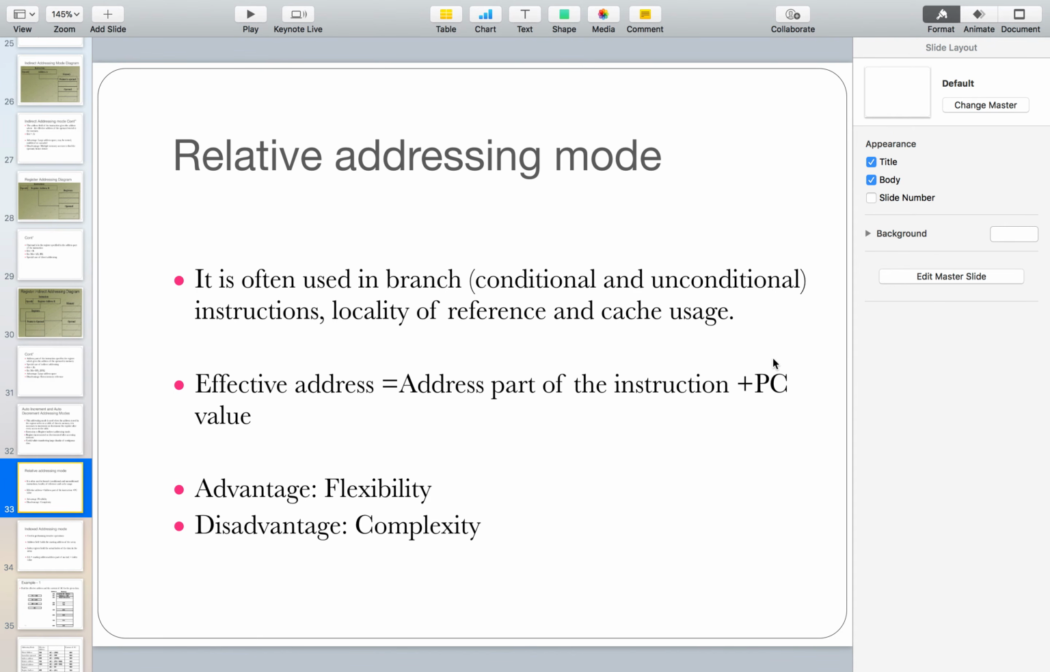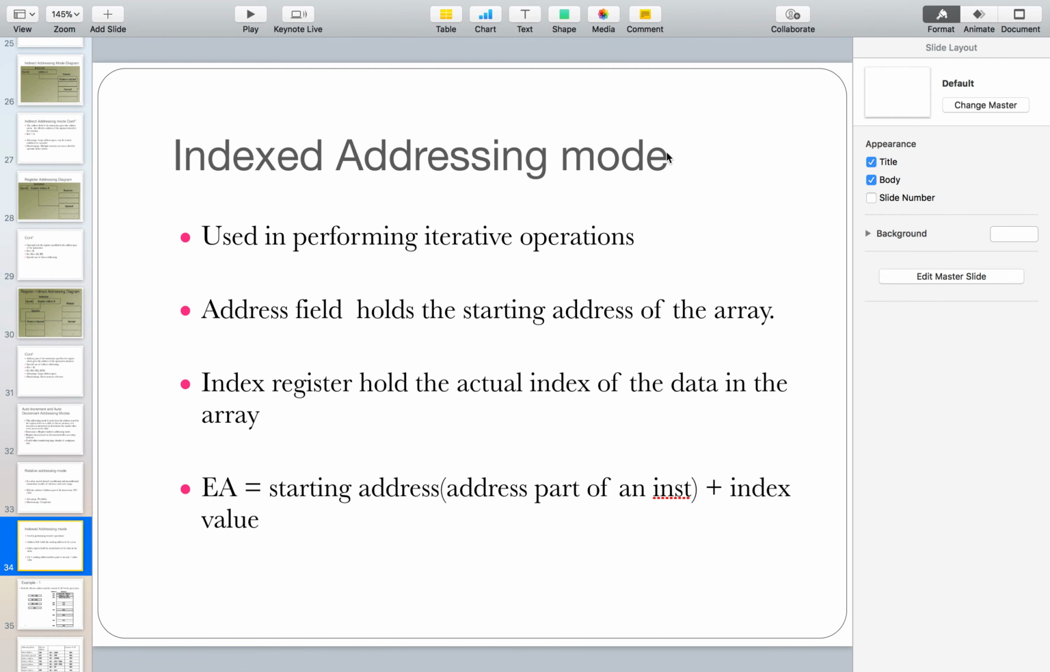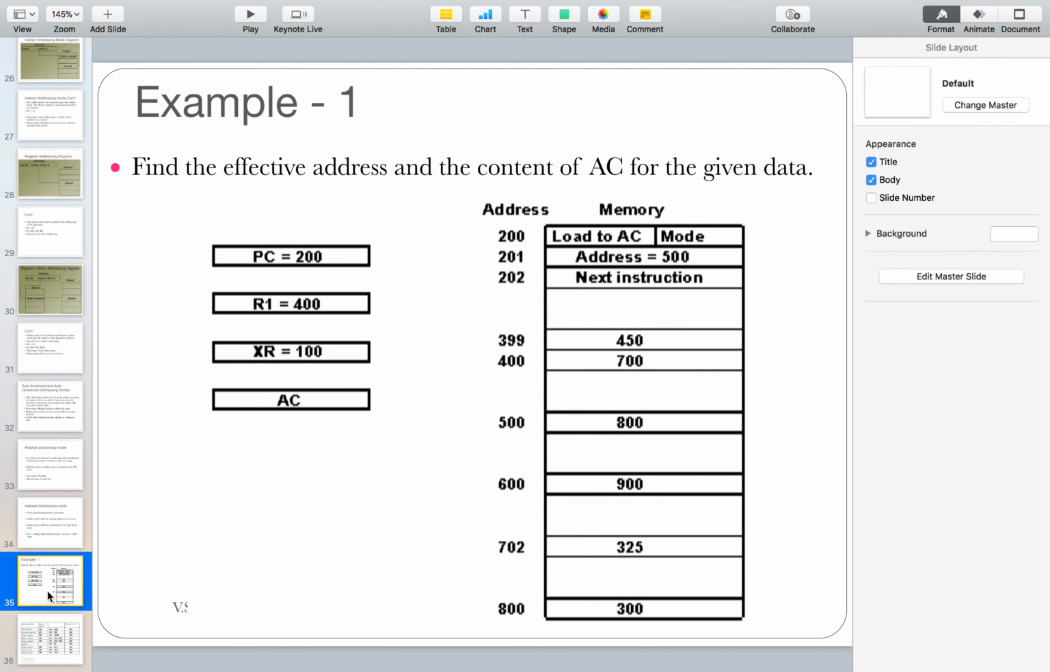Relative addressing mode is the direct address part of the instruction plus the value of the program counter. We know what the program counter is. The value of the program counter will be the next address to be specified. Indexed addressing mode: the value of the index register is added to the initial address, that is, the initialized starting address. Now, we can solve an example.